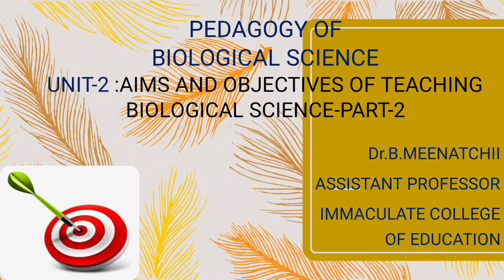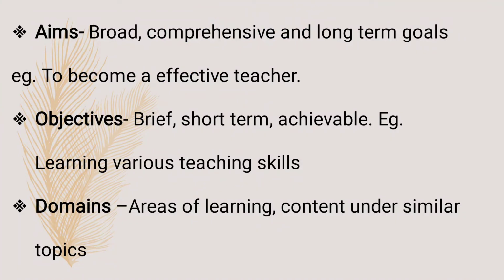What are aims? Aims are nothing but broad, comprehensive, and long-term goals which are to be achieved by an individual. For example, to become an effective teacher, you have to learn certain teaching skills, isn't it? So, they are nothing but the objectives. The objectives are brief, short term, and achievable goals. So, in order to achieve your aims, you are moving in the path of the objectives.